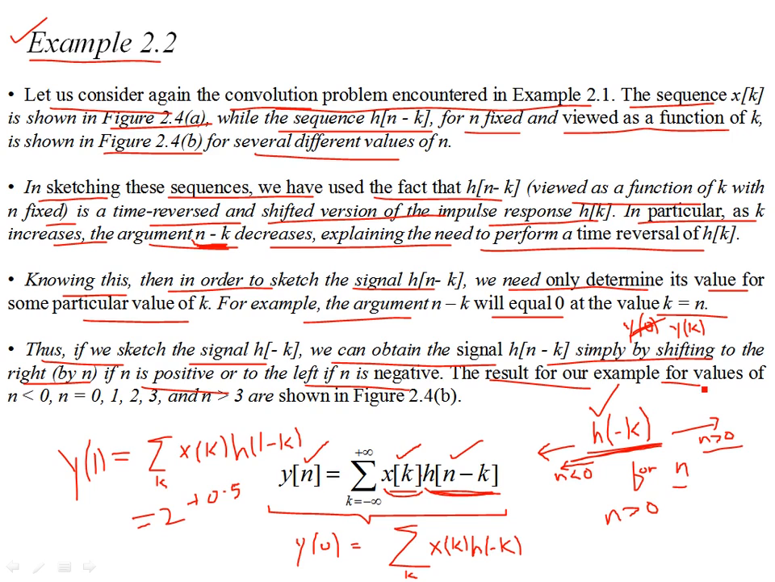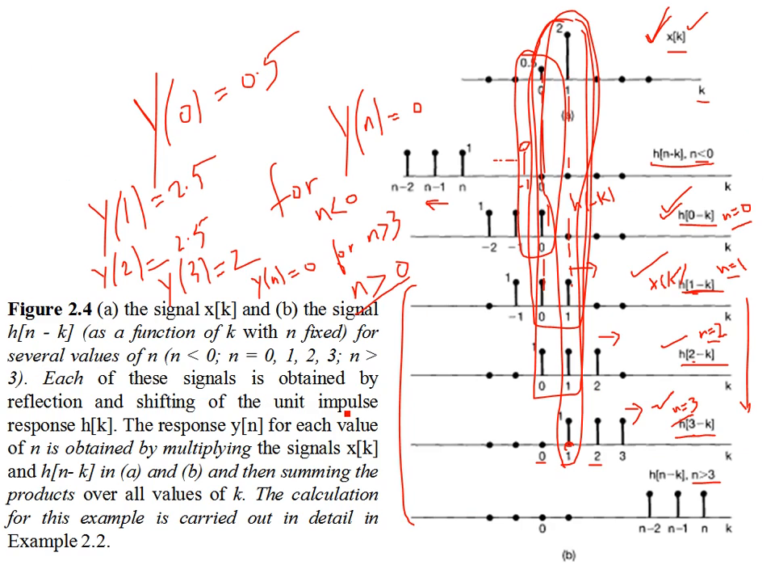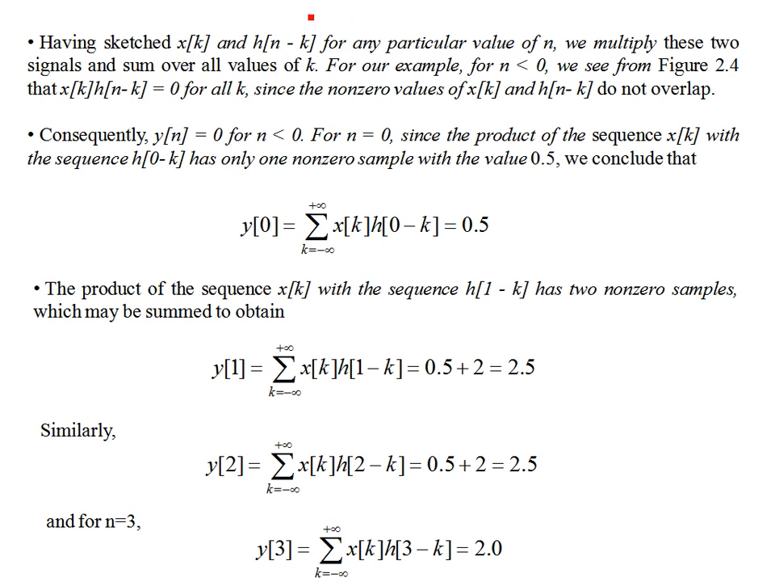The result for our example for the values of n less than 0 and for n greater than 3 are shown in figure 2.4b. So this is 2.4b, and you can see the shifts for particular n, and this figure is for n less than 0. So having sketched x of k and h of n minus k for any particular value of n, we multiply these two signals and sum over all values of k.